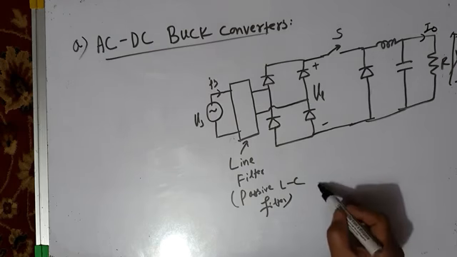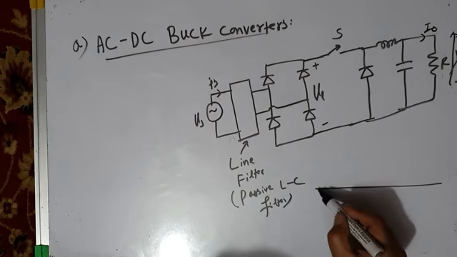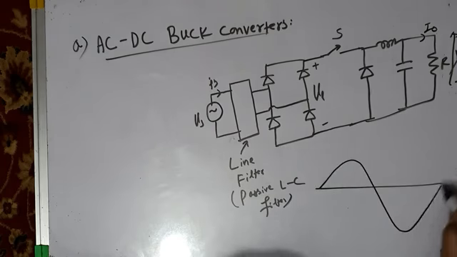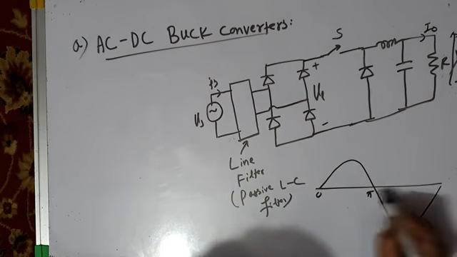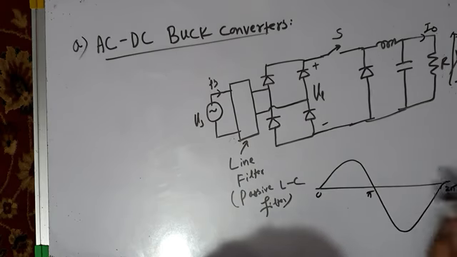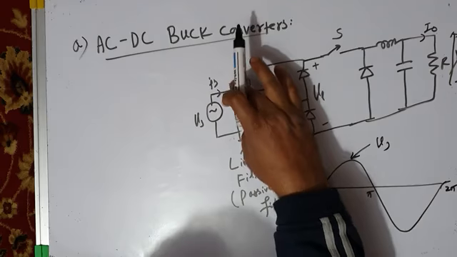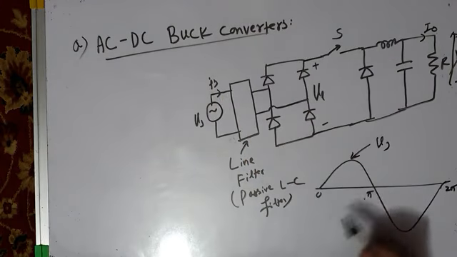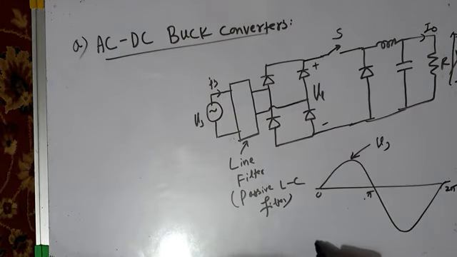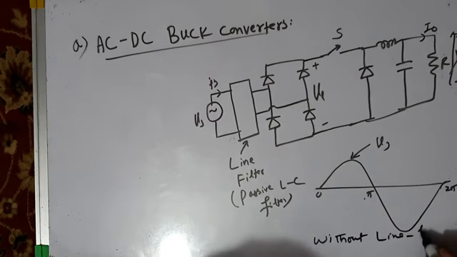अब इस AC to DC buck converter में अगर आप source voltage waveform देखेंगे, this is source voltage waveform 0, pi, 2 pi and so on. This is source voltage waveform. Let us suppose filter नहीं है वहाँ. In absence of filter, यहाँ मैं लिखूँगा without line filter. Suppose line filter connected नहीं है. This passive LC filter connected नहीं है.